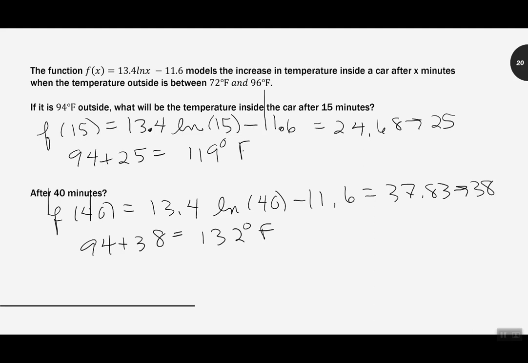This is why we don't leave our kids in the car, we don't leave our pets in the car, right? It gets really, really hot really, really quickly. You can see 15 to 40 minutes is not a lot of time, right? So way too high, way too fast.